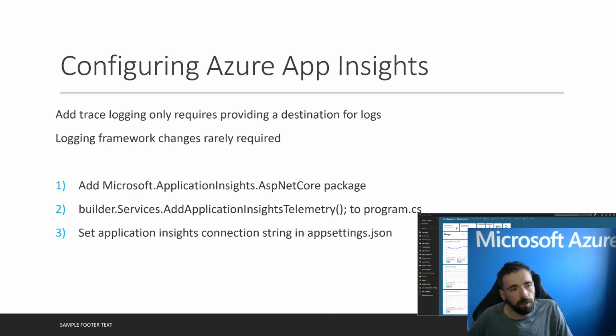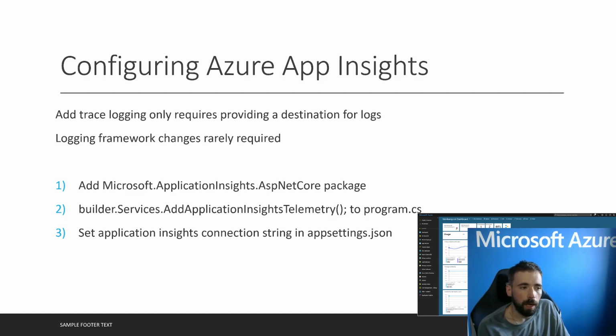So next, how do we configure App Insights in a .NET application? One thing to note is that App Insights supports many different types of applications, of different programming languages and frameworks. This example is just specifically with .NET. So we can add trace logging. That's the only thing required. We need to set a destination for logs. Logging framework changes are rarely required.